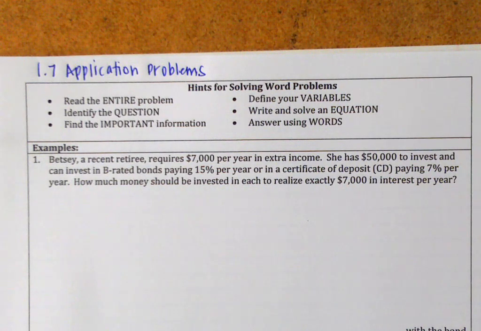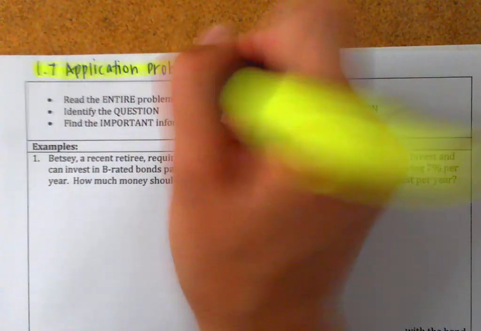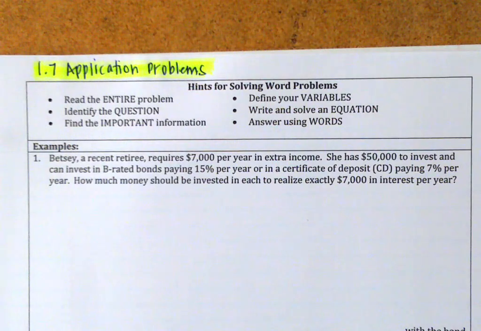So with word problems, obviously, read the entire problem, identify the question, find the important information, define your variables, write and solve an equation, and answer using words. So there's a lot of different ways that you guys can do these types of problems. In the past, I have solved these problems using two variables. Today, we're going to talk about how you can do it with one variable and kind of with a table. So we'll talk about both ways and whatever makes the most sense to you, but I'm going to show you with one variable today.